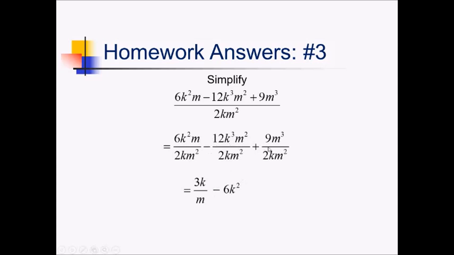And then for this last term, can't reduce 9 over 2, but we can reduce these m's. So we're going to have an m to the first power in the numerator. Remember, when you divide bases, we're subtracting the exponent. So this is 3 minus 2. So we end up then with 9m over 2k that we're adding.